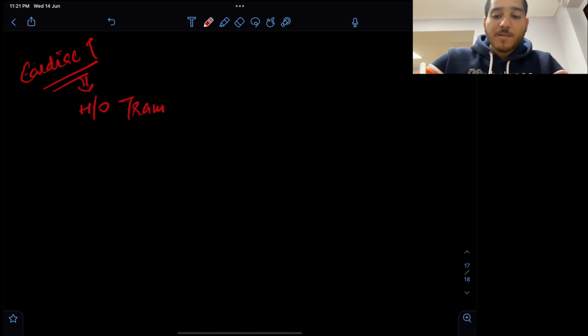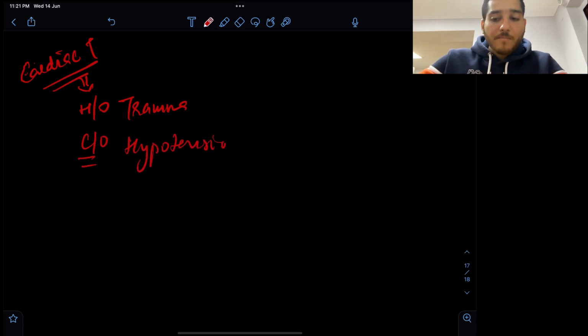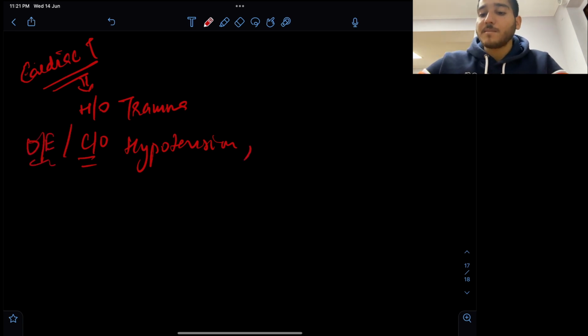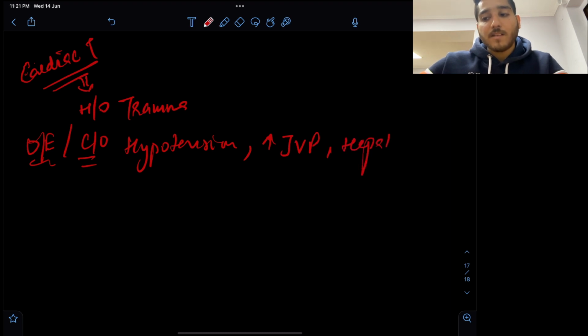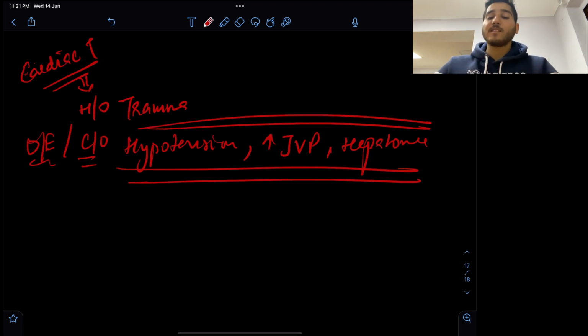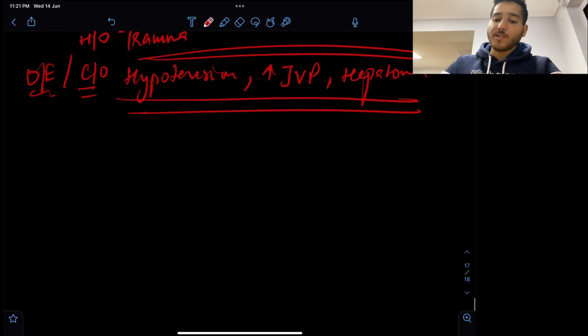In patients of cardiac tamponade, they'll give a history of trauma, presenting with complaints of hypotension. On objective examination, you are finding these things: there can be raised JVP and hepatomegaly. This is known as Beck's triad. This is specific for cardiac tamponade.